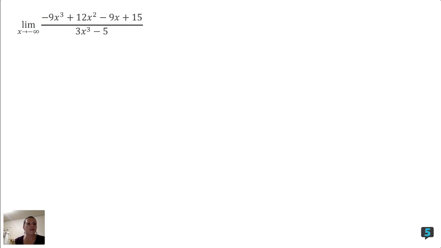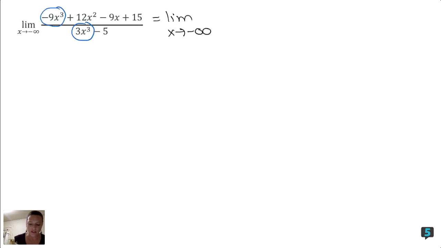All right, let's try one more of these. This time I want to take the limit as x approaches negative infinity of negative 9x cubed plus 12x squared minus 9x plus 15 all over 3x cubed minus 5, okay? So hopefully we're getting the pattern here and the hang of this in terms of we're only going to consider the term that grows the fastest in the numerator and in the denominator. So when we check this one out, we run into the same situation where my exponent in the numerator and the denominator are the same.